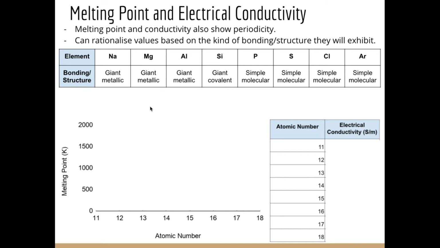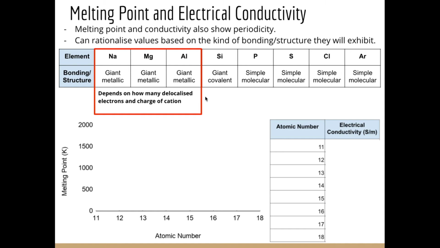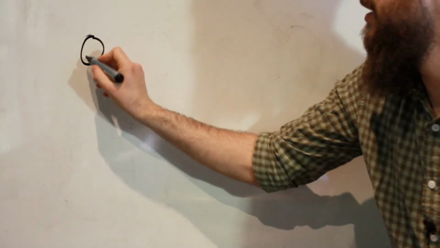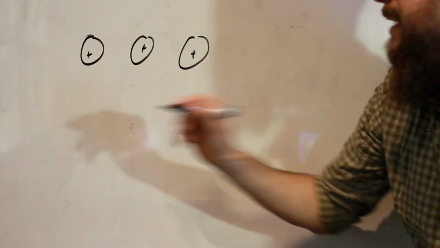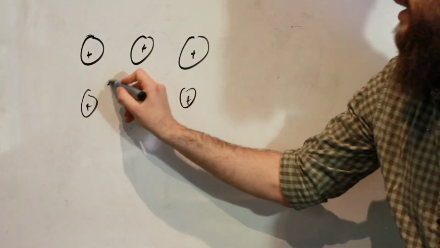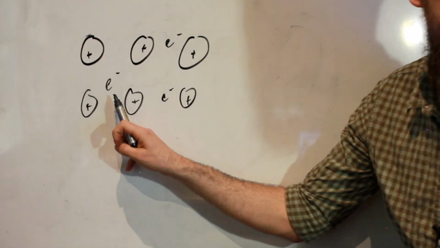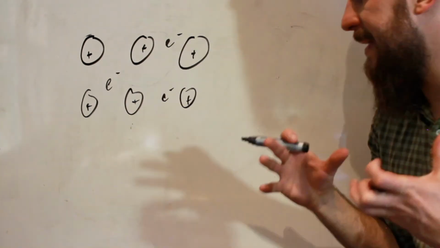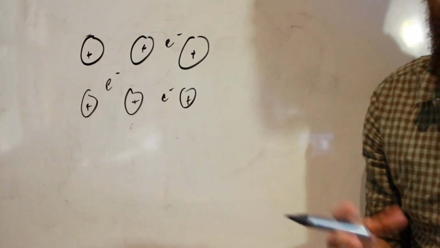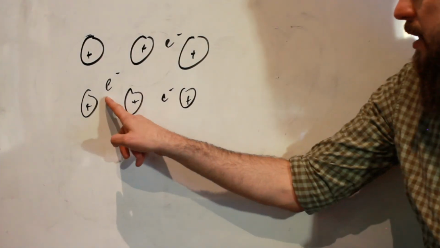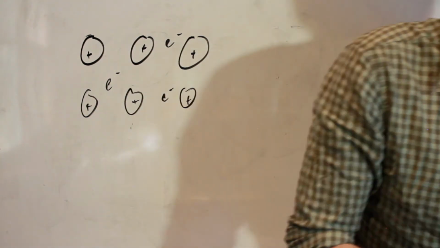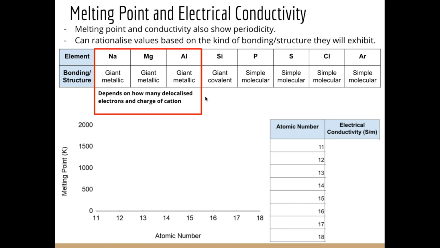So let's first look at our giant metallic substances. In our metallic bonding model, we have cations with a sea of delocalized electrons. So for example, let's say this is sodium metal. These are all sodium cations, and we have our delocalized electrons that are free to move throughout it. We know that there's a strong force of attraction between our delocalized electrons and our cations. This means it's a very strong lattice, so they have higher melting and boiling points than our nonmetals. And we also have charged electrons that are free to move, so they are good conductors. We can rationalize the trend we observe based on the charges and the amount of delocalized electrons that we have. So it depends on how many delocalized electrons and the charge.